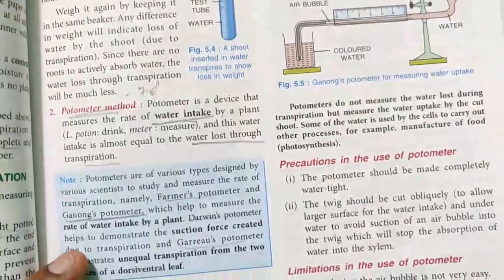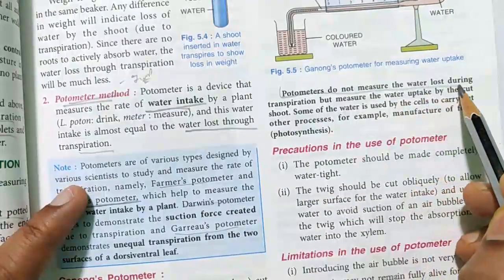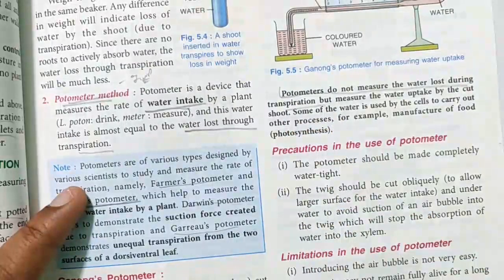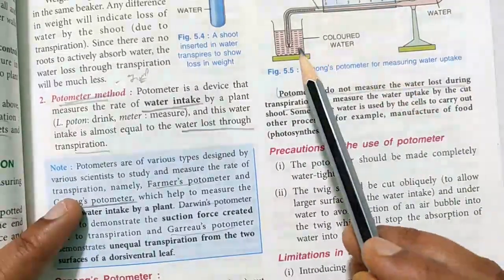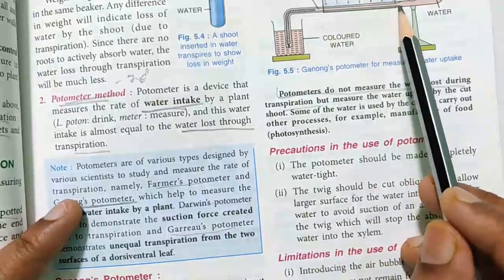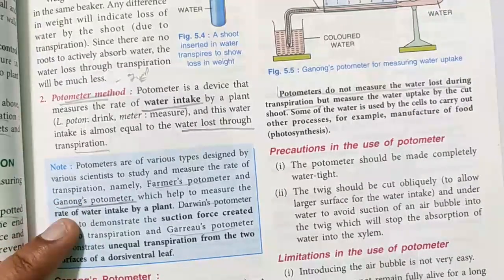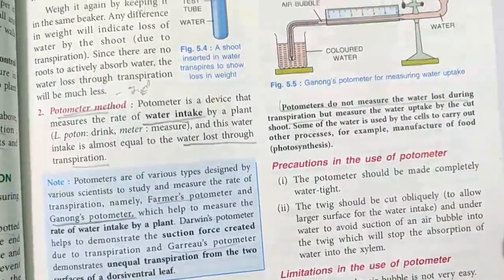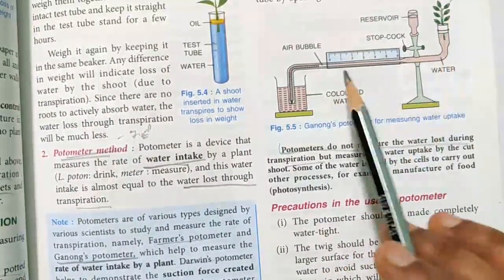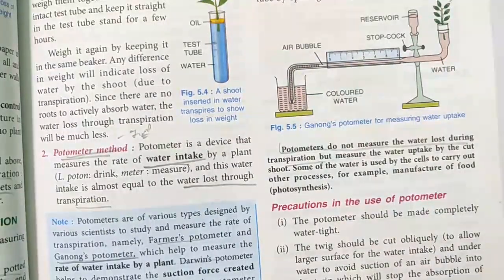Now here one important thing is given, and please remember this: the photometer does not measure the water lost during transpiration. So it does not tell how much water is lost, but it measures the amount of water intake by the leaves. Now one thing you should know, this diagram is basically asked in the board exam, so you must know each and every part of this diagram, and you must know the functions of each and every part.